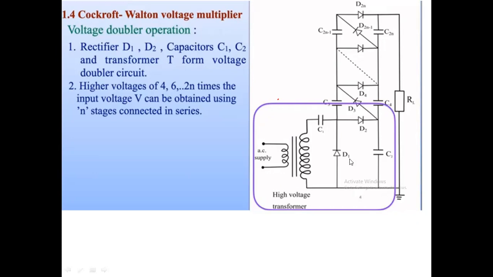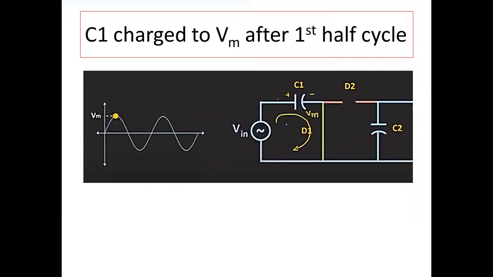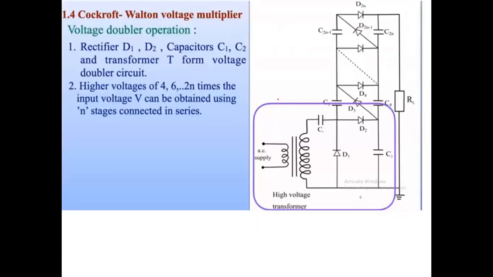This is actually the voltage doubler circuit, which I have already told you is the single unit of this voltage multiplier circuit. Okay, so look, we have C1, C2, D1 and D2, the same mechanism as I have explained in the previous slides over here. So the rectifiers D1, D2, capacitors C1, C2, and transformer T form the voltage doubler circuit.